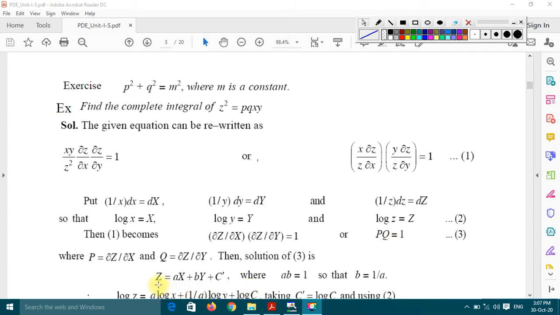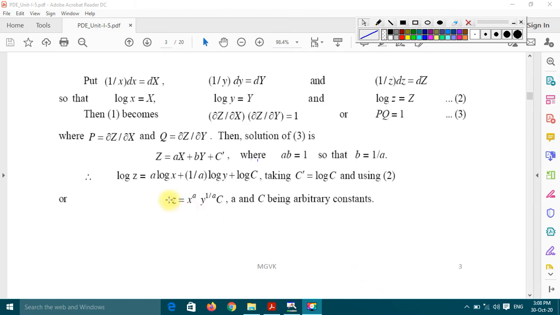So the solution of this partial differential equation is Z is equal to aX plus bY plus c', and ab is equal to 1, meaning b is equal to 1 upon a. Now substitute all the values of Z, X, Y into this equation. We get log z is equal to a log x plus (1/a) log y plus log c. We substitute log c in the place of c'.